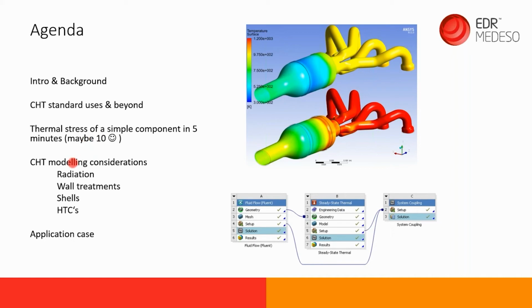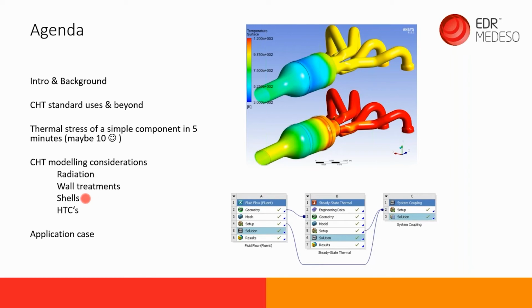Go into some detail on things like radiation, for example. How is that handled? In CHT, we spend a lot of time thinking about walls. Walls suddenly become very, very interesting, and there are lots of different considerations as to how we simulate thermal interaction, conduction, and so on through walls.